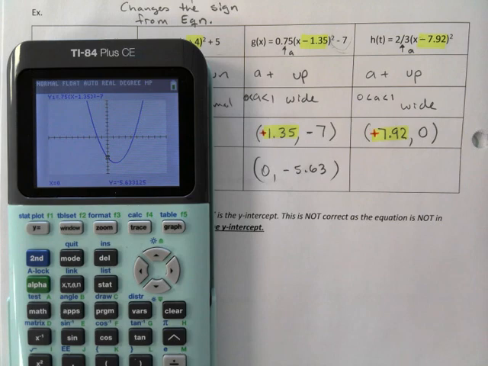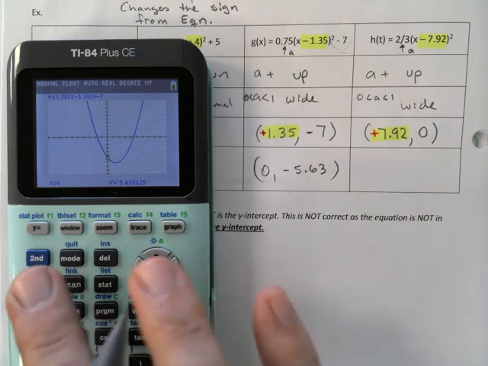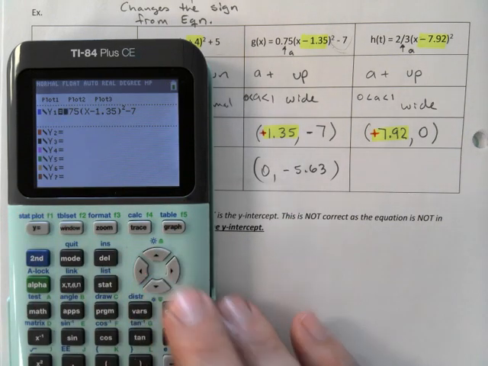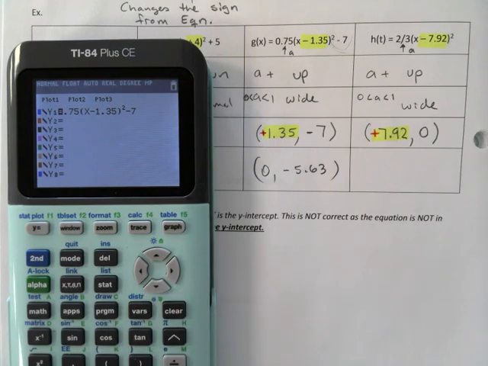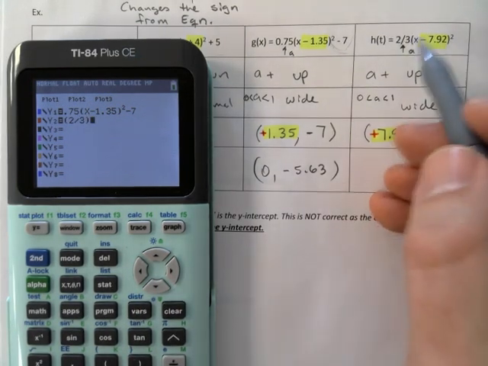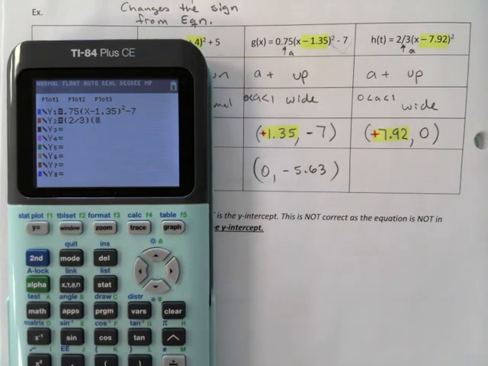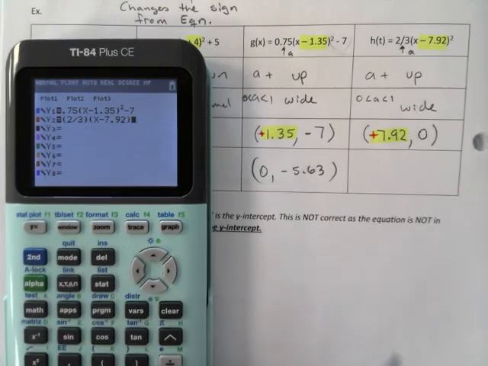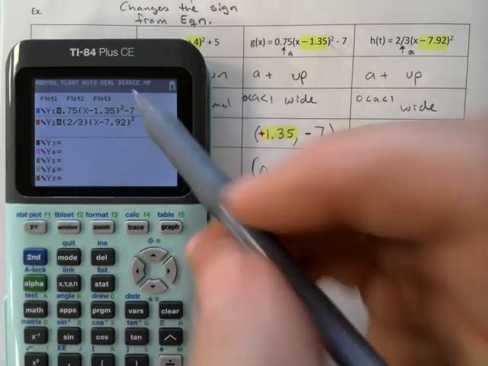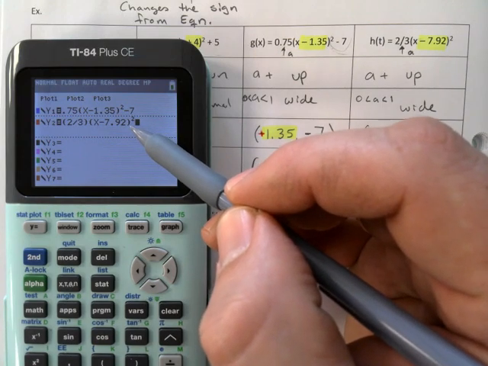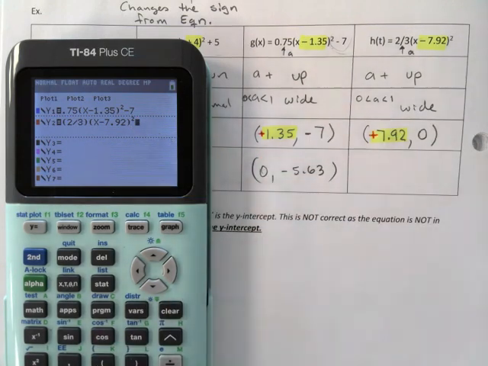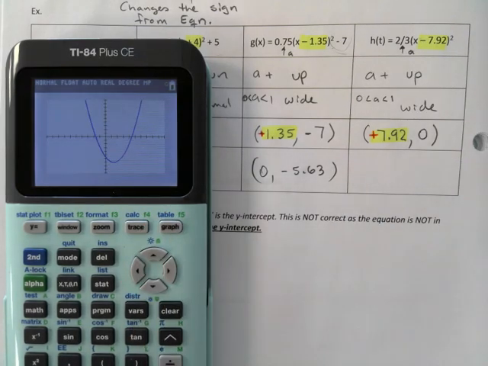Okay. And let's not find the vertex. I'm just going to try the other one. I'm going to type that into y2. 2 divided by 3, that's how I do 2/3 in brackets. And then I start another one and I go x minus 7.92 squared. If you forget the squared, you're going to get a linear. If you forget that and you see a straight line, oops, I made a mistake. Graph.